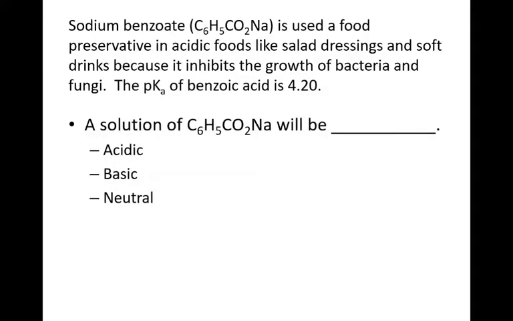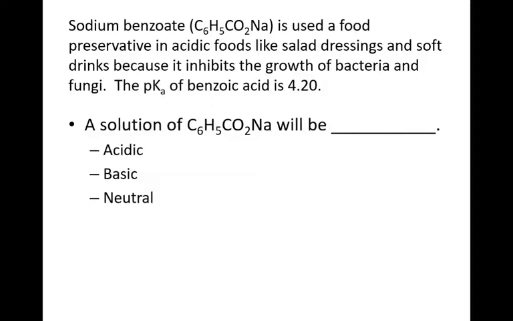So in this video, we're going to do an example of calculating the pH of a salt solution. And for our example, we're going to use sodium benzoate. There's the formula, which is used as a food preservative in things like salad dressings because it inhibits the growth of bacteria and fungi. The pKa of benzoic acid, the conjugate acid, is 4.20.